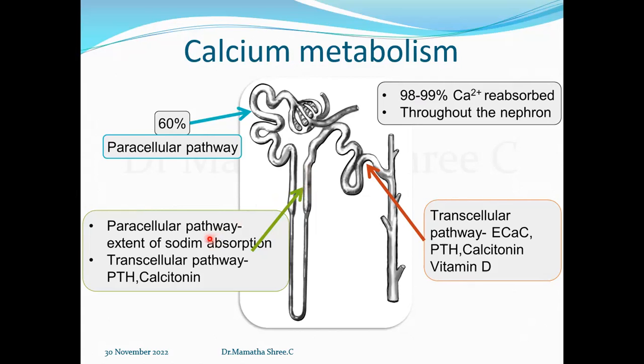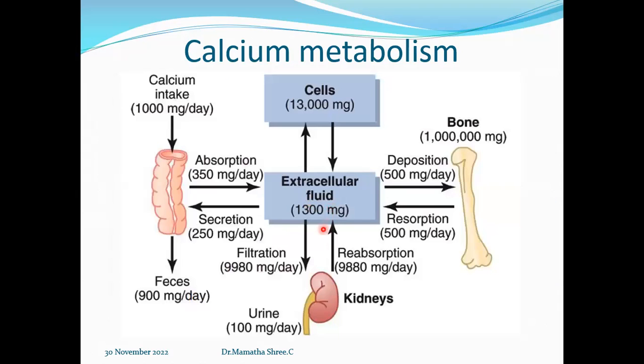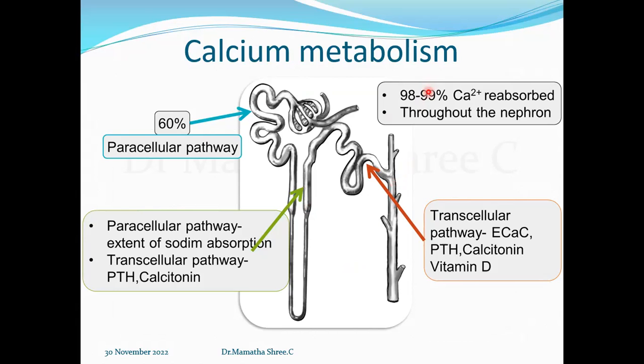It is based on the extent of sodium reabsorption; the calcium is also absorbed. There are sodium-calcium exchangers, right? And then there is the transcellular pathway. Through the transcellular pathway also, the thick ascending limb absorbs calcium. Earlier in the previous slide, you saw that out of 9,980 milligrams reaching the kidney, 9,880 is reabsorbed, which means around 98 to 99% of calcium is reabsorbed. All through the different parts of the kidney, whatever I'm explaining is in terms of reabsorption, not secretion.